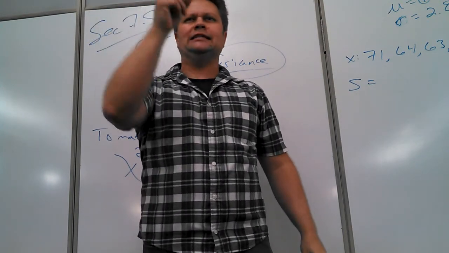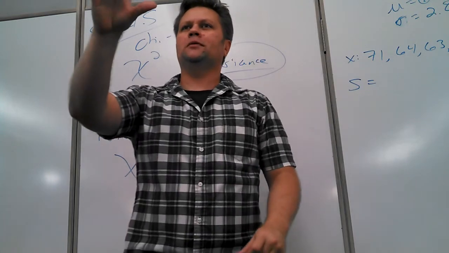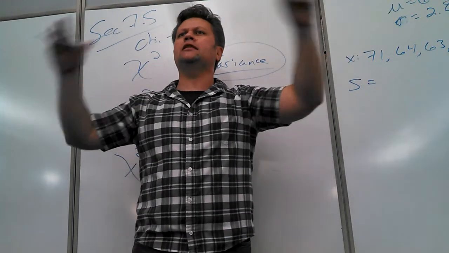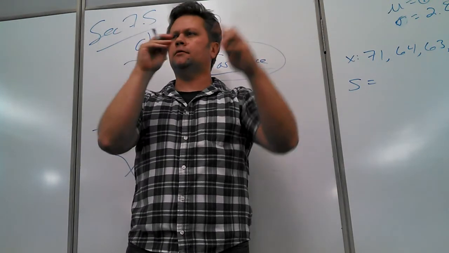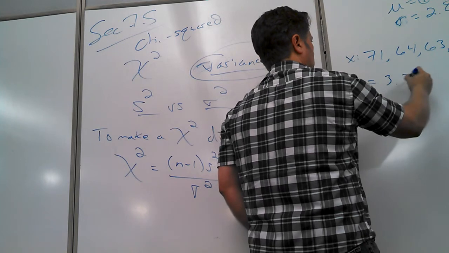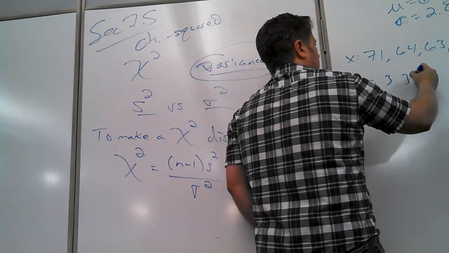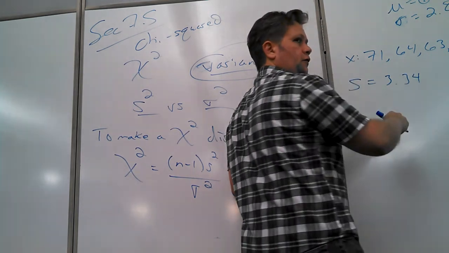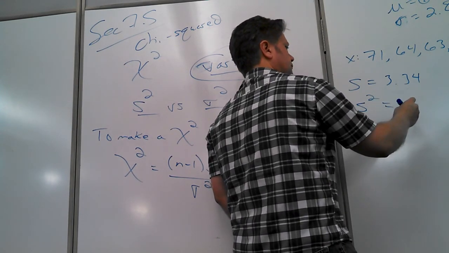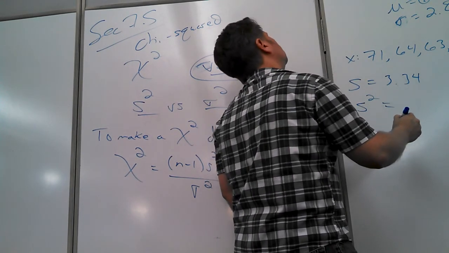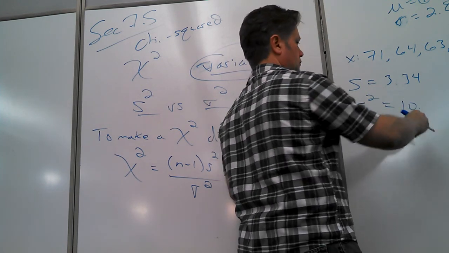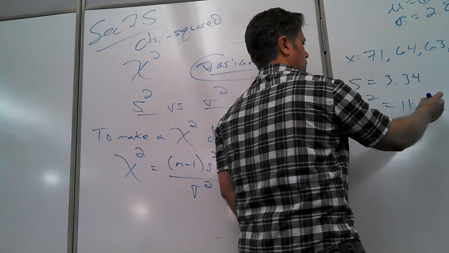So if I get 19, it can't be right because nothing is 19 away from the mean. So how could the average distance be 19? That's immediate, like I did something wrong. So S, you got 3.34. So what's S squared? 11.16.